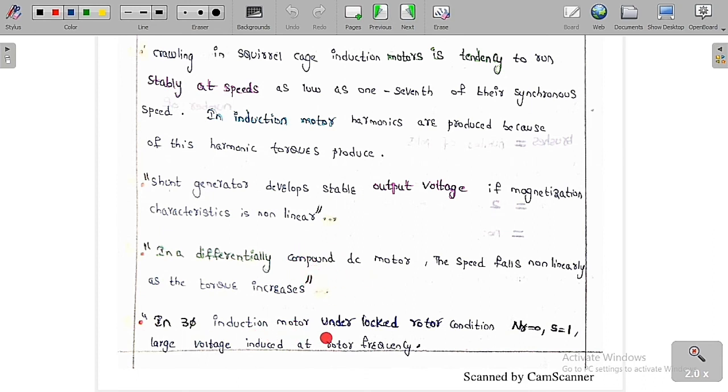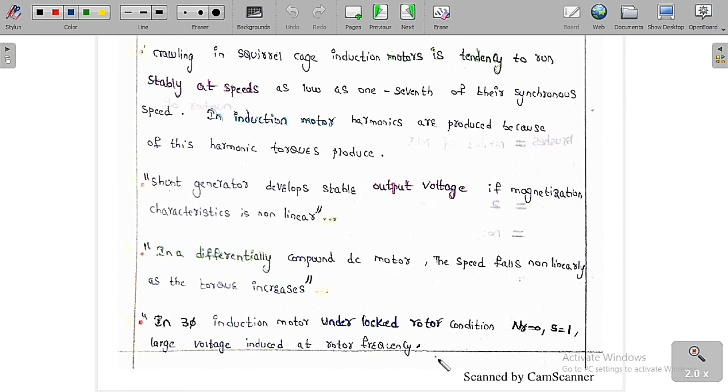In a three-phase induction motor, under locked rotor condition, I have already told you NR is equal to 0, so S is equal to 1. So a large voltage is going to be induced at the rotor frequency, because Fr is equal to S into Fs, and as S is equal to 1, the rotor frequency is equal to the supply frequency. So under the locked rotor condition, NR is equal to 0, S is equal to 1, and a large voltage is induced at the rotor frequency.